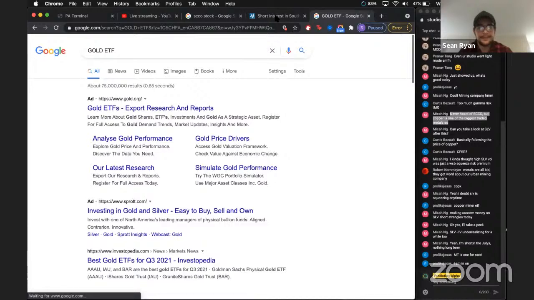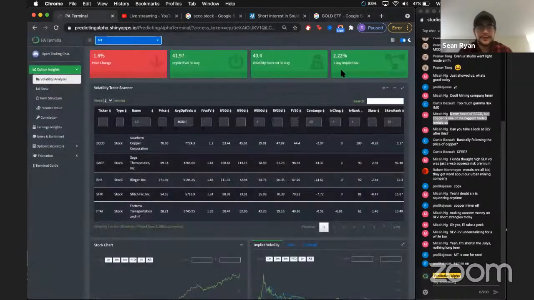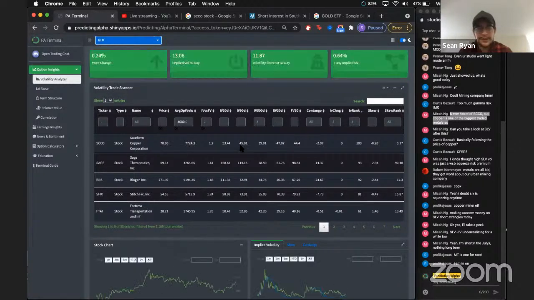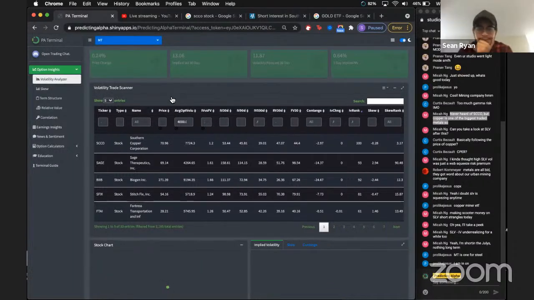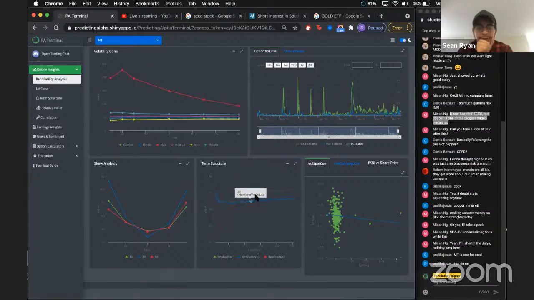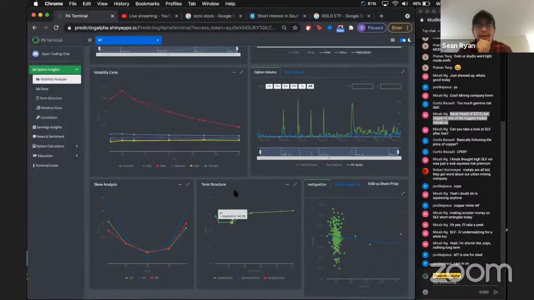GLD, let's see. Yeah, I would be careful with MT, man. You got to understand what the market's pricing in there. Actually, let me check one more thing for MT. Okay, nothing too crazy. Vol's pretty bid across the term structure.